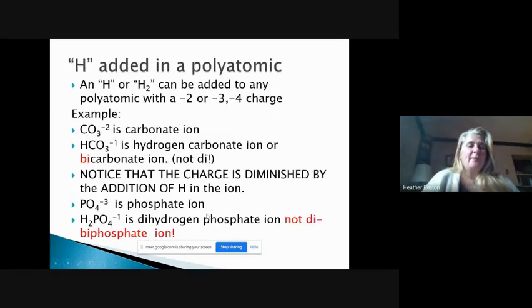There's one other type of polyatomic ion that has an H plus in it. The H plus increases the charge by 1 and adds a bi to the ion. So carbonate is CO3 2-, bicarbonate is HCO3 1-.